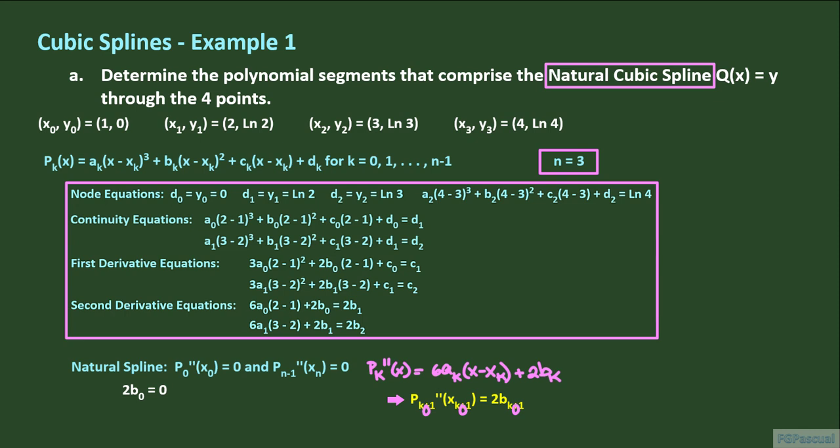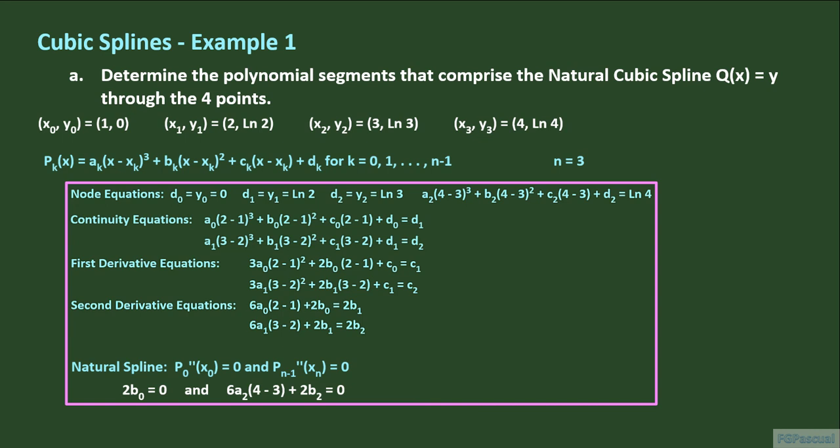At the right endpoint, n minus 1 would be equal to 3 minus 1 or 2, and so we are looking at p sub 2 double prime of x sub 3. X sub 3 is equal to 4, and x sub 2 is equal to 3. And so the second equation is 6a sub 2 times the quantity 4 minus 3 plus 2b sub 2 equals 0. We now have a complete system of equations, and we can solve for the different unknowns.